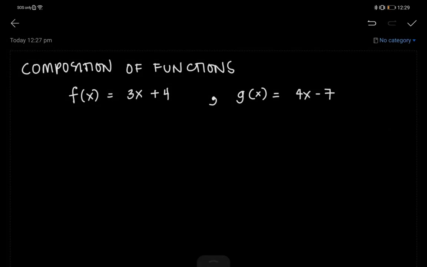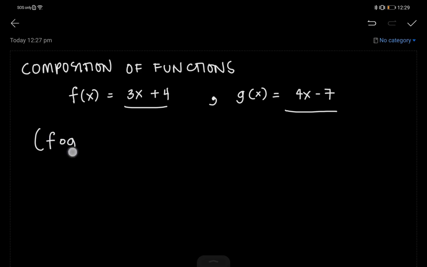Okay, today guys, we're going to discuss the composition of functions. To better understand the composition of functions, we have here two given functions. f of x is equal to 3x plus 4 and g of x is equal to 4x minus 7. If we're going to represent the function, it will look like this.